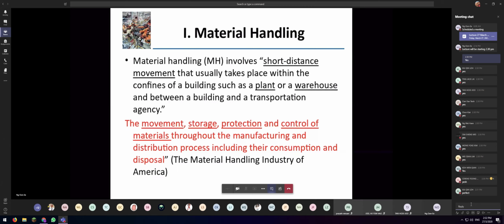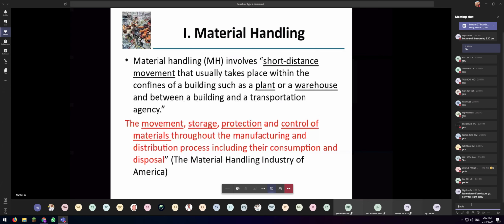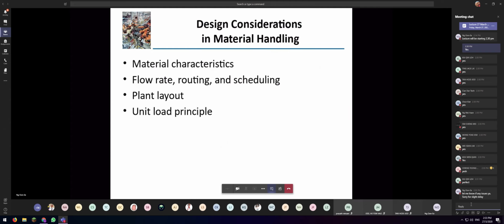Basically, it is when you move the things which you are working on, the parts, the products, the materials. So the definition given down there is where we move, store, protect, and control the materials throughout your manufacturing as well as your distribution process. This movement can be within your plant or warehouse, or between your plants, between your warehouses, or even up to the consumer. So design considerations when you want to do this: what are the characteristics of the material, the flow rate that you need, routing, where does it need to go, and scheduling, when does it need to go.